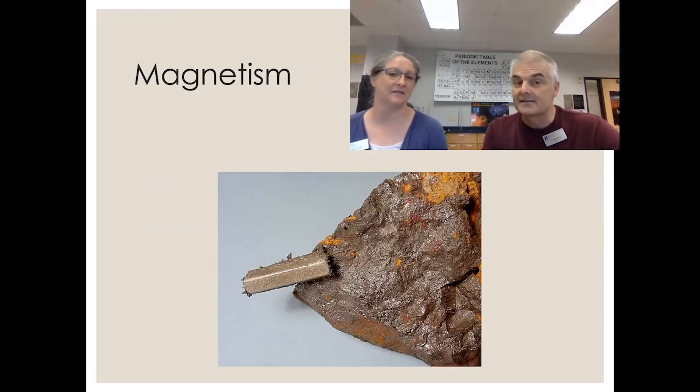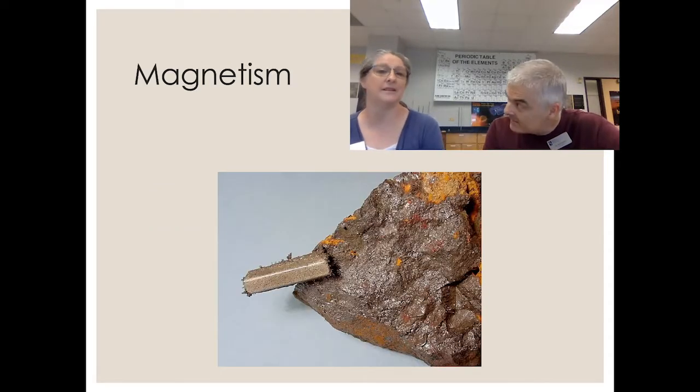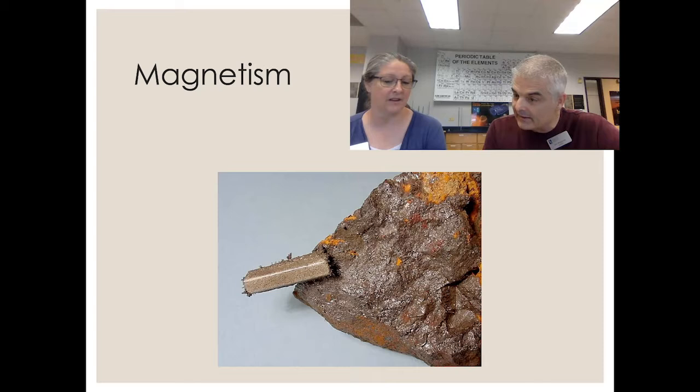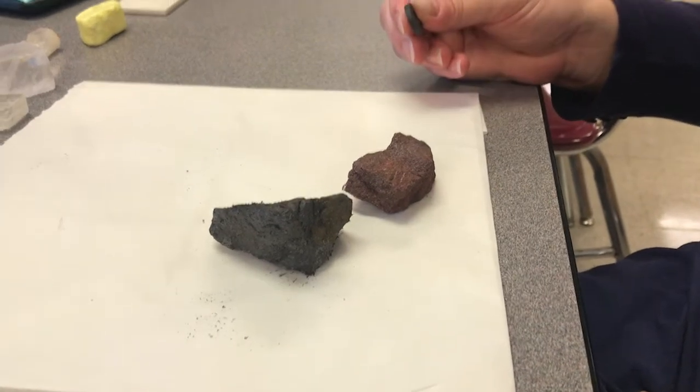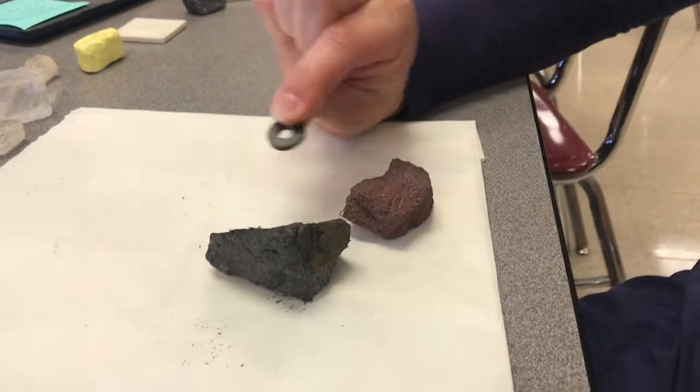So magnetism. Some minerals are magnetic. How would you know if they're magnetic? Well, probably the best way is to use a magnet. You just put a magnet next to it and some are magnetic. Exactly. Should we see if there's any minerals that do that? We should. We've got a couple of minerals right here, and you've got something in your hand. That would be a magnet.